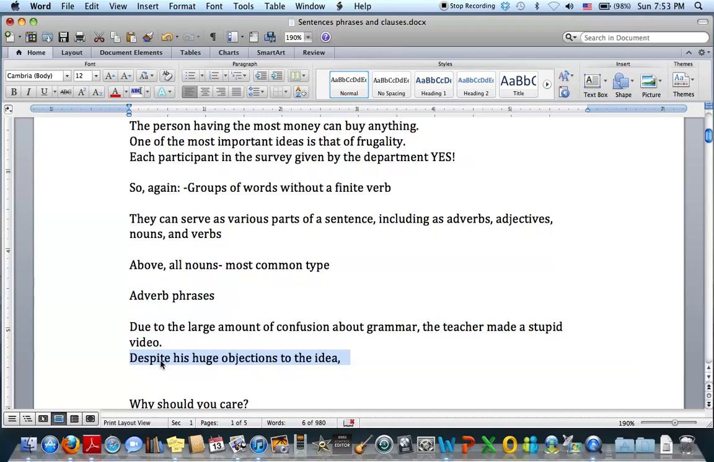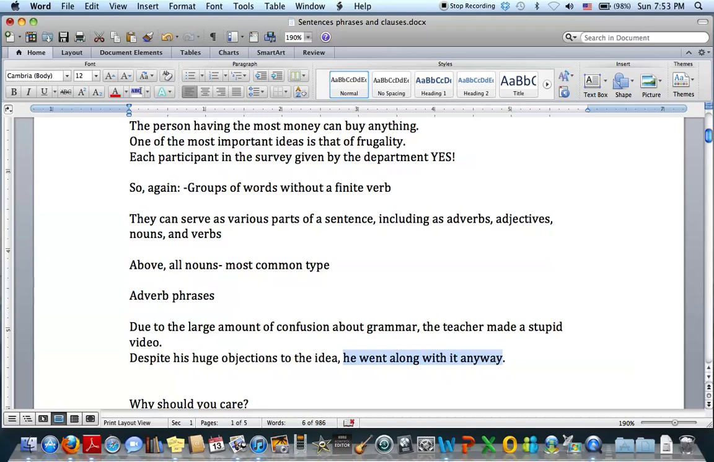Let's take a look at another one. Despite his huge objections to the idea. Same deal. We're saying despite, even though. So this thing exists, but even though that's the case, all right, well, what? What happened? What's the deal? So what we need right here is another independent clause. So despite his huge objections to the idea, he went along with it anyway. And again, we find that this whole phrase right here, the adverb phrase, ends up modifying the subsequent sentence.